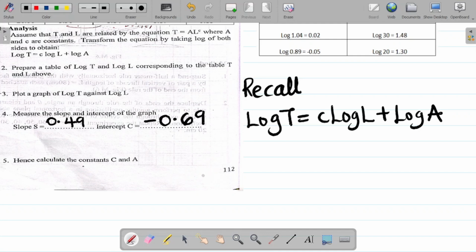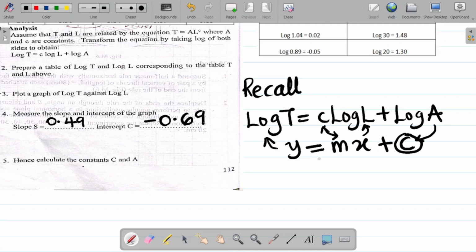Why is A the easiest to calculate? Because if I look at my equation, normally for a straight line equation, we have y is equal to mx plus c. This matches that, so y is log t, and that's why log t was plotted on the y-axis. C is the same thing as m, which is your slope. X is your log L, that's why log L was plotted on the x-axis, and then log A is equal to the intercept on the y-axis.